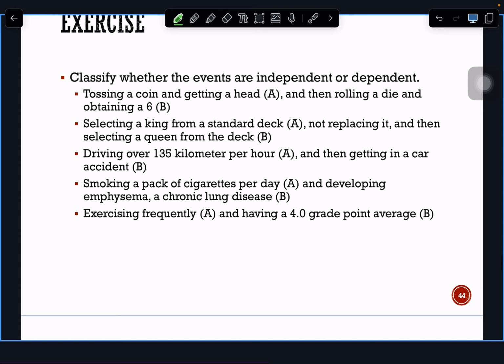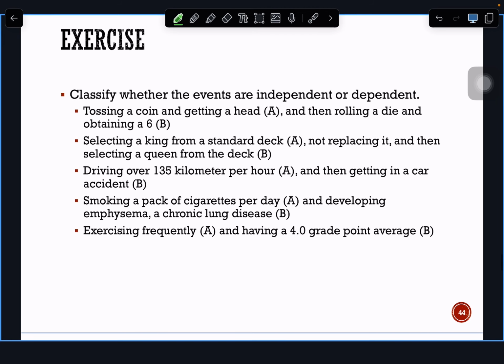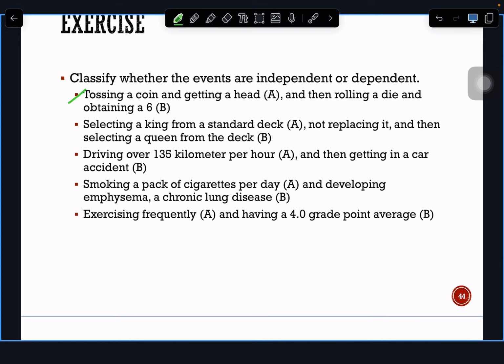Alright, this question is easy. Example 1: tossing a coin and getting a head, and then rolling a die and obtaining 6. Independent or not? Independent? Yes, because one is a coin, the other one is a die. Independent.